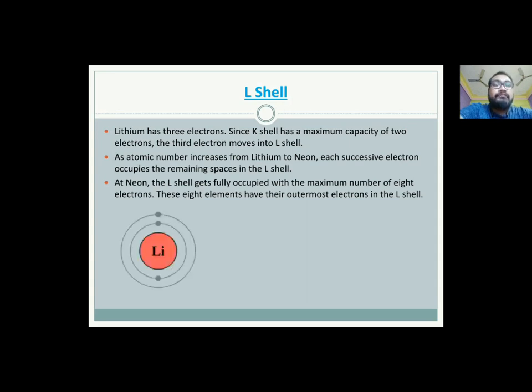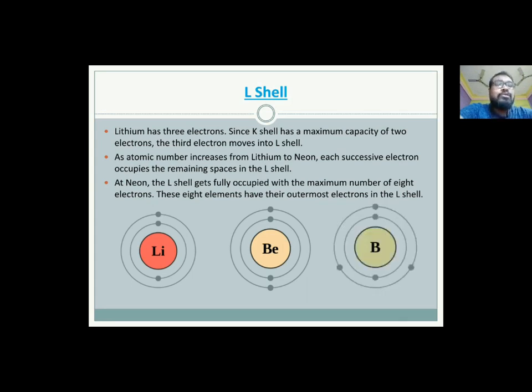See, for lithium, there is one electron in the outermost shell, which is L shell, and two electrons in the innermost shell, which is K shell. Then beryllium, there are 2 electrons in the K shell and 2 electrons in the L shell. Then for boron, 2 electrons in the first shell, that is K shell, and 3 in the L shell. So for lithium, electronic configuration will be 2,1, and for beryllium the electronic configuration will be 2,2, and for boron the electronic configuration will be 2,3.